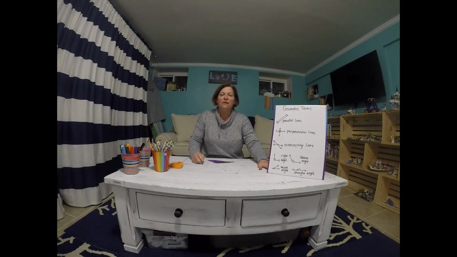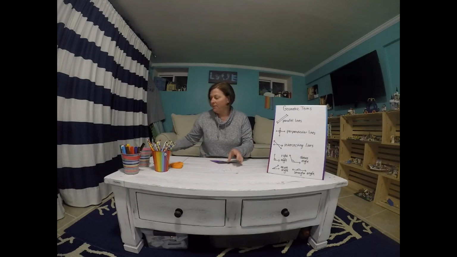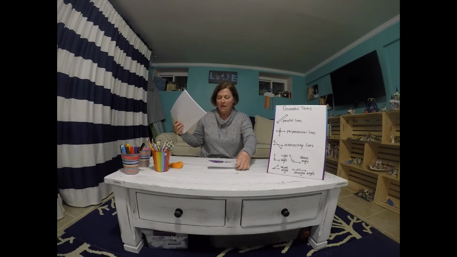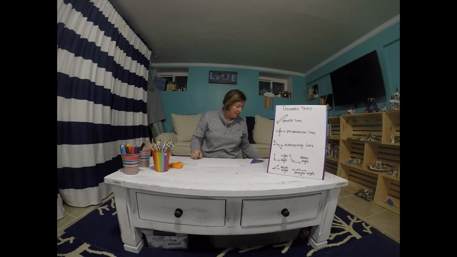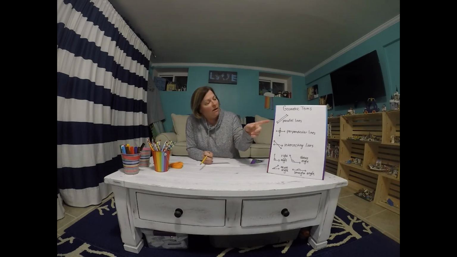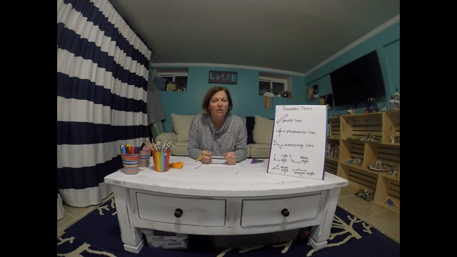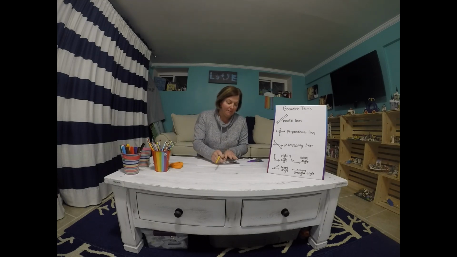So we are going to use those terms to make an art project. You're going to need some plain old paper and a straight edge. It does not have to be a ruler. It could be the side of a book or a folder or something. Just needs to be straight. And you need a pencil. So you're going to make sets of parallel, perpendicular, and intersecting lines on a paper.